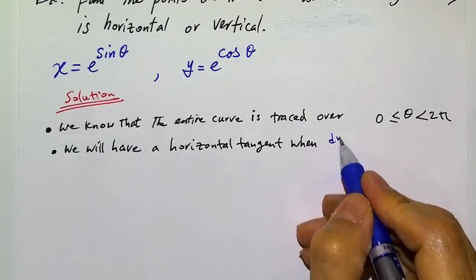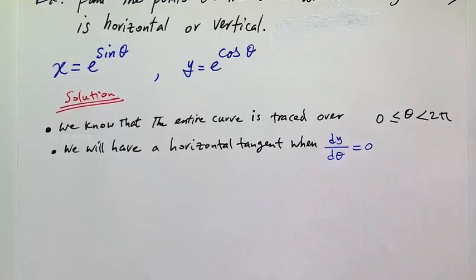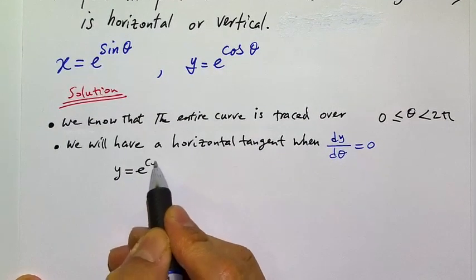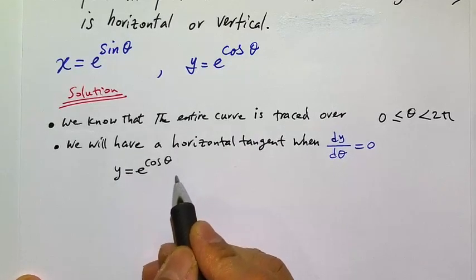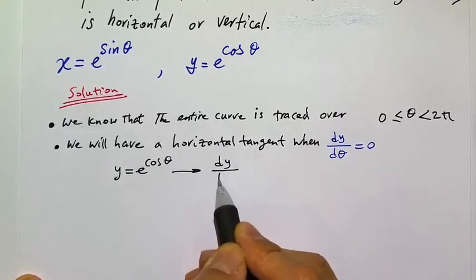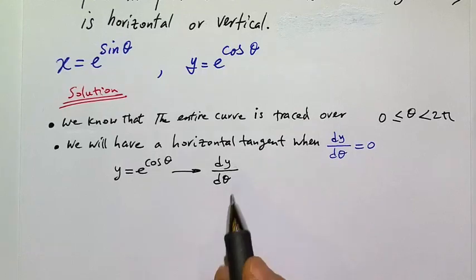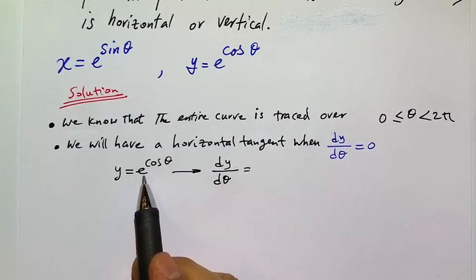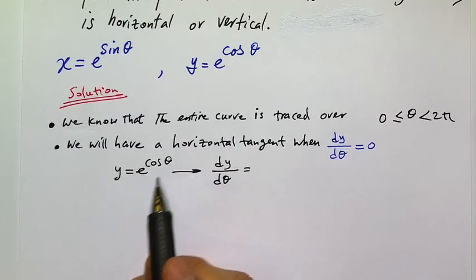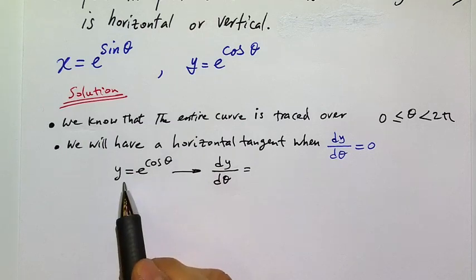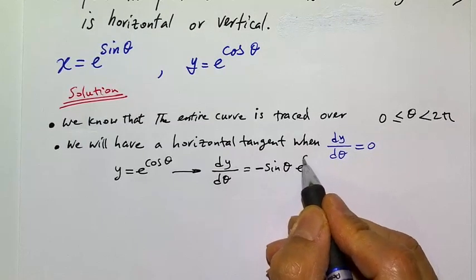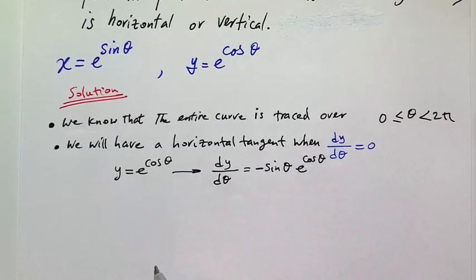A horizontal tangent occurs when dy/d theta is equal to 0. Given that we have our expression for y, dy/d theta is going to be, by the chain rule, e to the cosine theta multiplied by minus sine theta. So minus sine theta times e to the cosine theta.